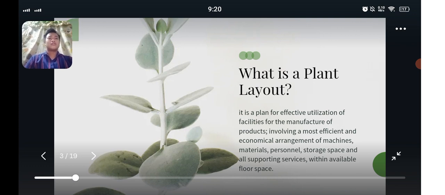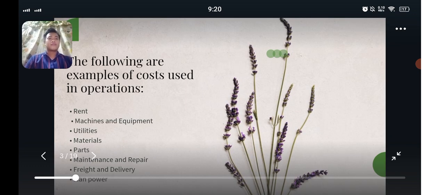So, next one, the following are examples of costs used in operations. The first one is rent, the second one is machines and equipment, third one utilities, then materials, parts, maintenance and repair, freight and delivery, and the last one is manpower.